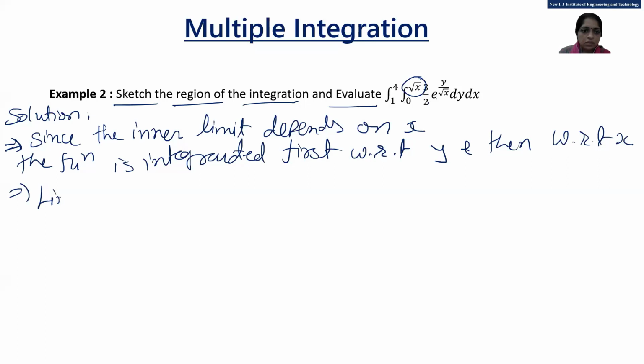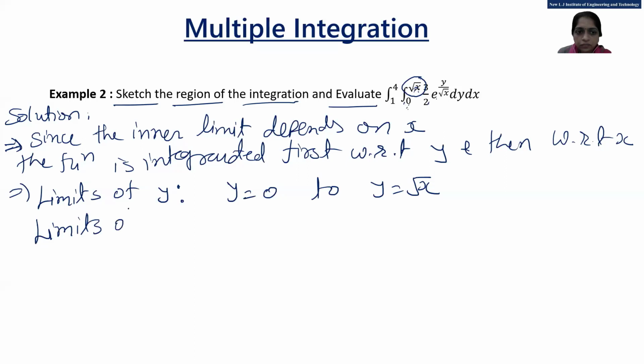Our first limit here is x, right, students? So this is the limit of y: y equal to 0 to y equal to root x. And the limit of x is this one, x equal to 1 to x equal to 4. Any doubt, students, about this limit?